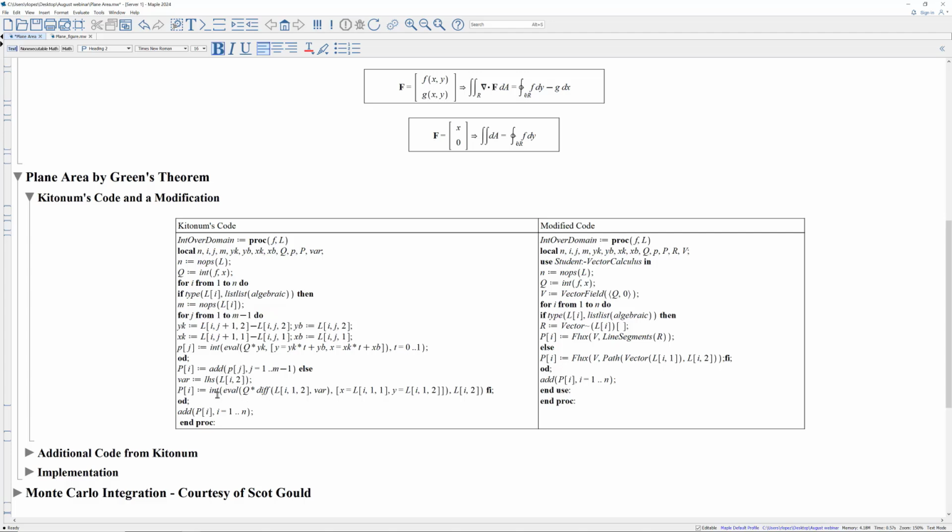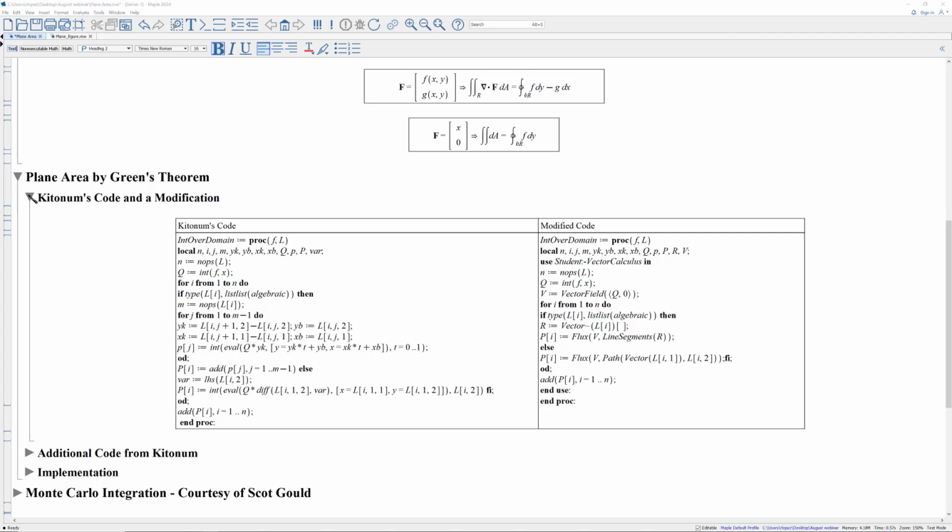And here he's integrating the other kind of element in that list of lists, which is what I've done here. Flux. It's either a line segment or a path integral on a segment described parametrically. And so that's the only difference between these two blocks of code.